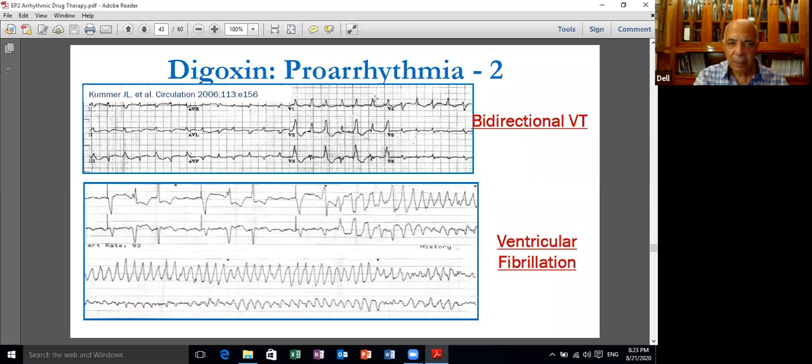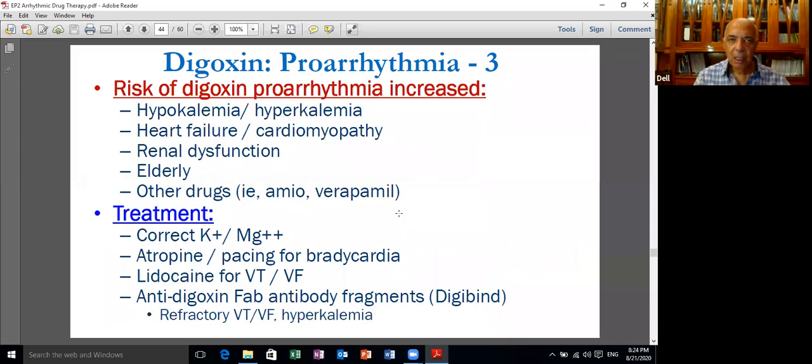You cannot detect it easily if you don't have a 12-lead electrocardiogram. Remember, the only differential diagnosis for this is CPVT, catecholaminergic polymorphic ventricular tachycardia. So if you get bidirectional ventricular tachycardia, you have to look to the stem of the question and see the circumstantial evidence. Is it digitalis toxicity or is it CPVT? Also, it can produce a variety of ventricular arrhythmias, including ventricular fibrillation.